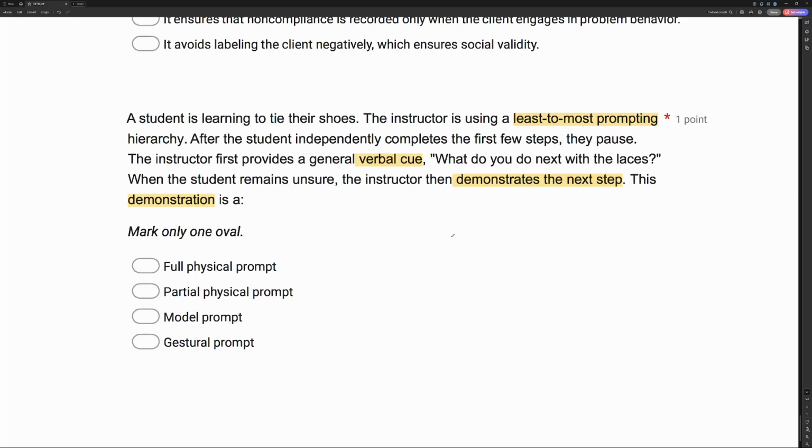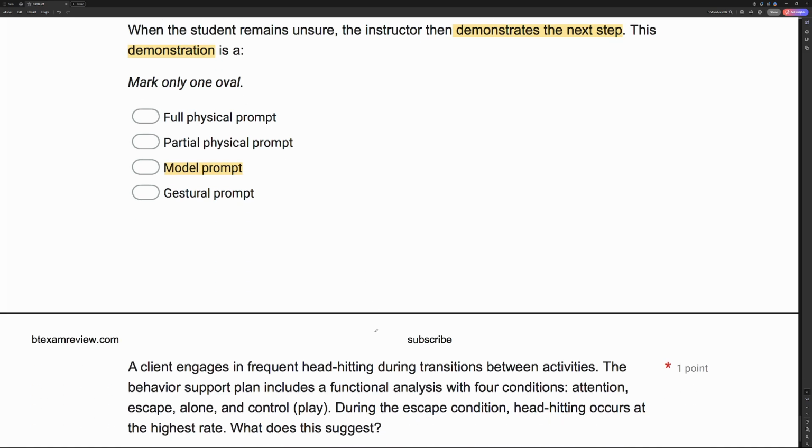Well, the demonstration is not involving any physical cues or touch, so it's not going to be a physical prompt. What it's going to be is C, a model prompt. When we demonstrate, we are modeling, meaning we are doing the behavior we want to see, and hopefully the person imitates. D, gestural prompt. A gestural prompt is a motor movement, pointing or nodding or signaling what we want to happen, not necessarily a demonstration. Gestural is not a model because the gesture is not demonstrating it. It's just indicating what we want to see. When we actually demonstrate it, we are engaging in a model prompt.